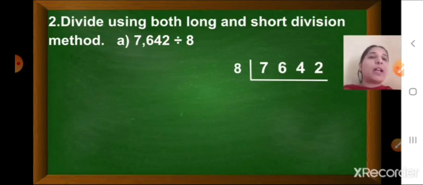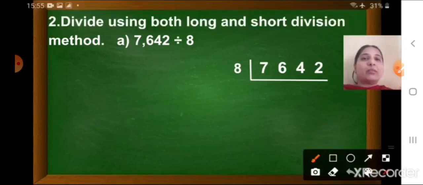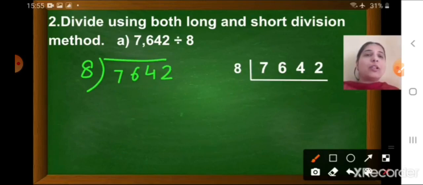7642 divided by 8. So let's divide it first by long division method. So we'll write 8 here and 7642. Now we'll first take the first 2 digits of the dividend. So now we have 76.